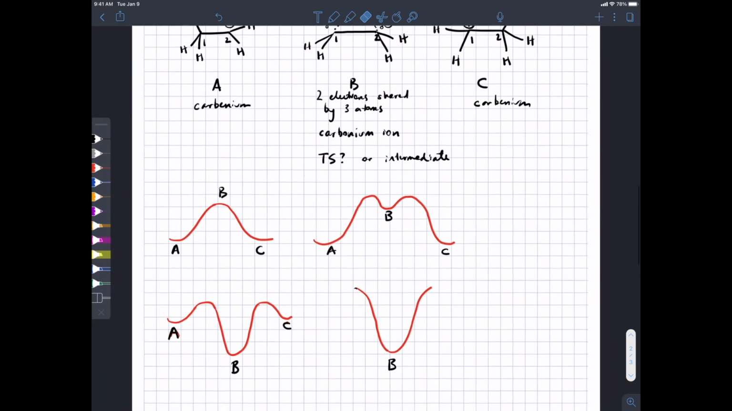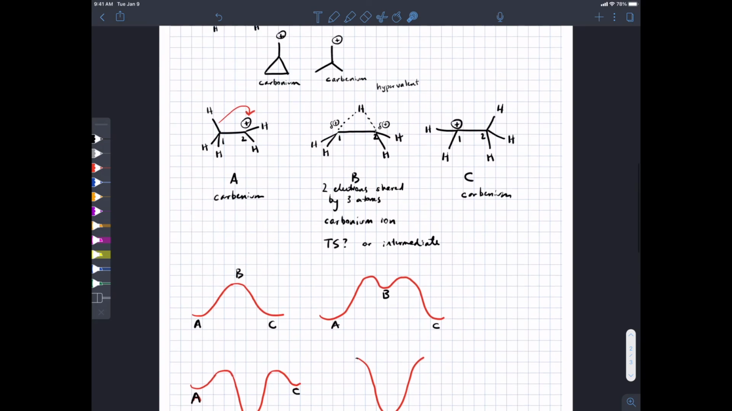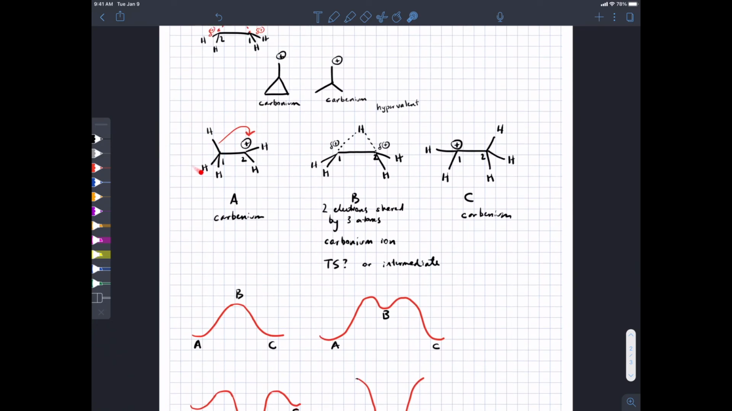So this is sort of the debate with carbocations. Is this B carbonium a transition state, or is it an intermediate, or is it actually the most stable carbocation? If you looked at any of these, A, B, and C, you could think about what orbitals are interacting from a group orbital theory point of view.